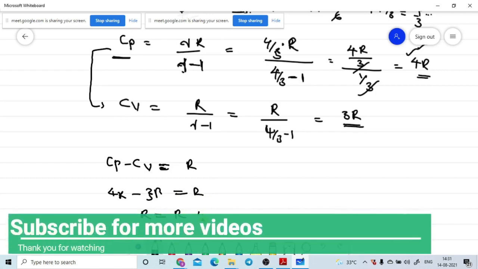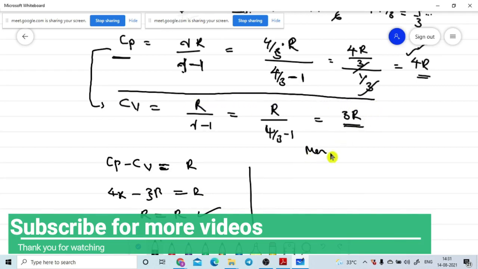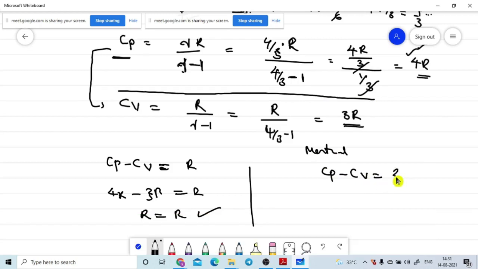Our relation is correct only. So what I told you, from here onwards you can go to another method, method 2. CP minus CV is equal to capital R. You already found the CP value is 4R, so 4R minus CV is equal to capital R. Send this capital R to this side: 4R minus R is equal to CV, so CV is equal to 3R. We arrived at the same equation only. That is the thing we need to know.